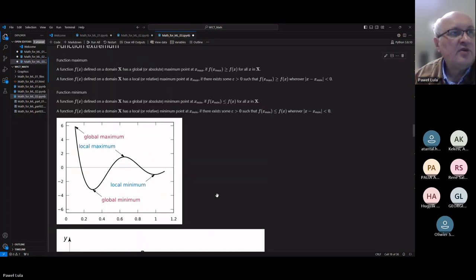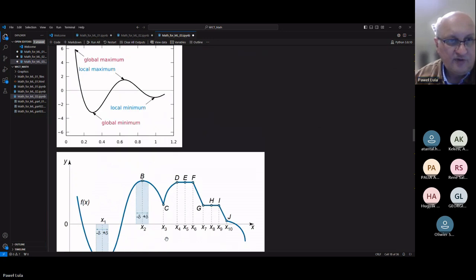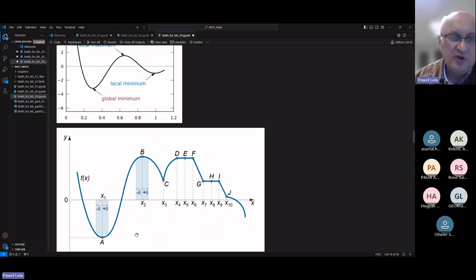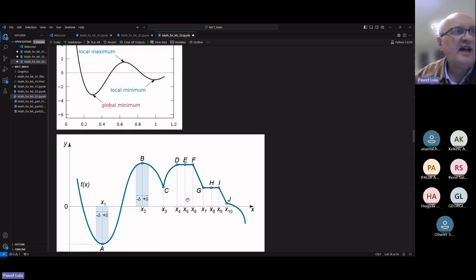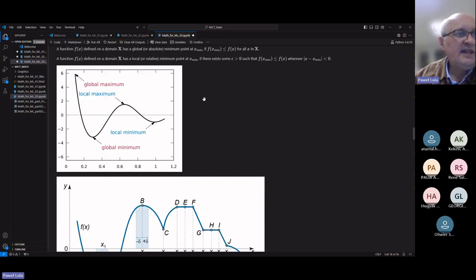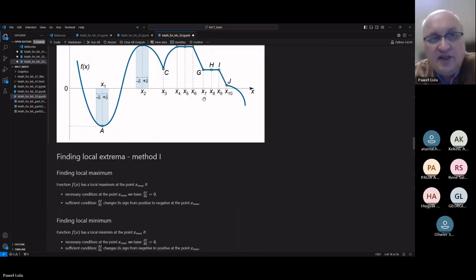So all these four concepts which are presented here, global minimum, local minimum, global maximum, local maximum, are defined here. And now we are going to talk about how to find these minima or maxima. How to find this minimum or maximum value.